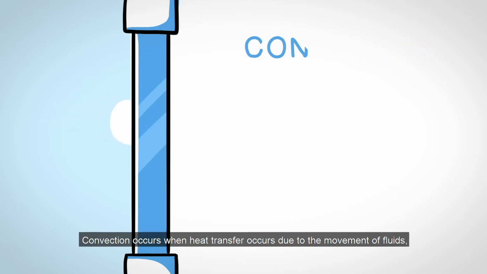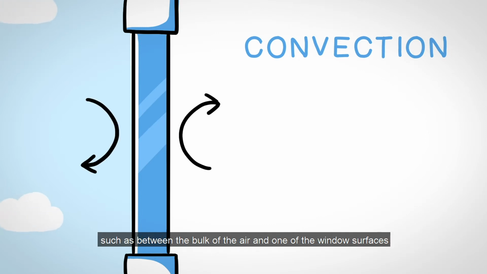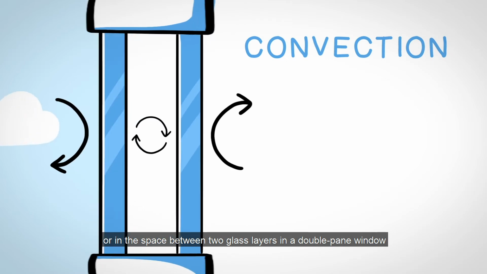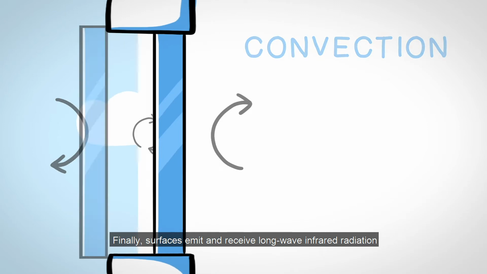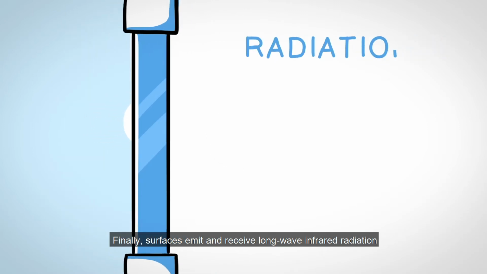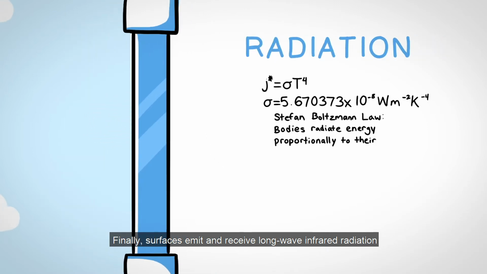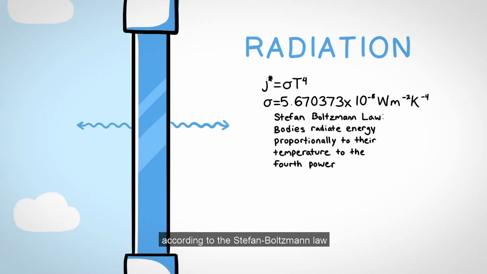Convection occurs when heat is transferred due to the movement of fluids, such as between the bulk of the air and one of the window surfaces, or in the space between two glass layers in a double-pane window. Finally, surfaces emit and receive long-wave infrared radiation according to the Stefan-Boltzmann law.